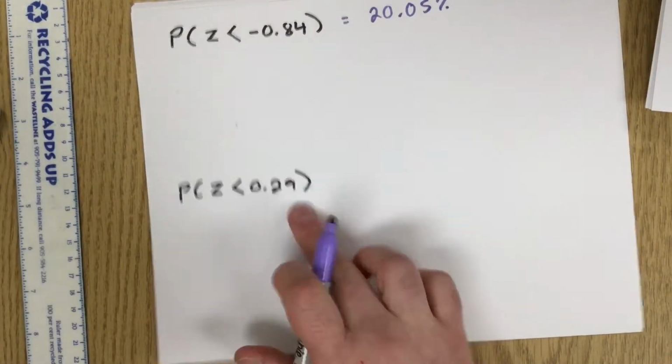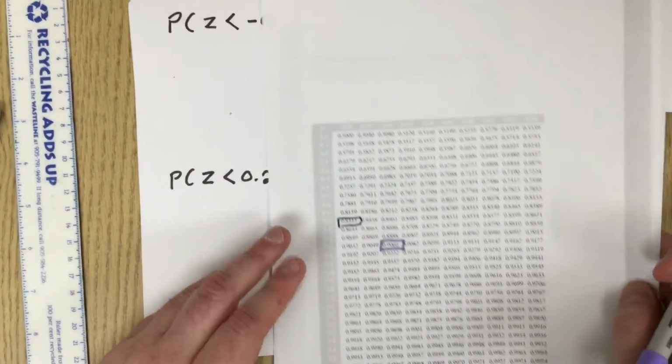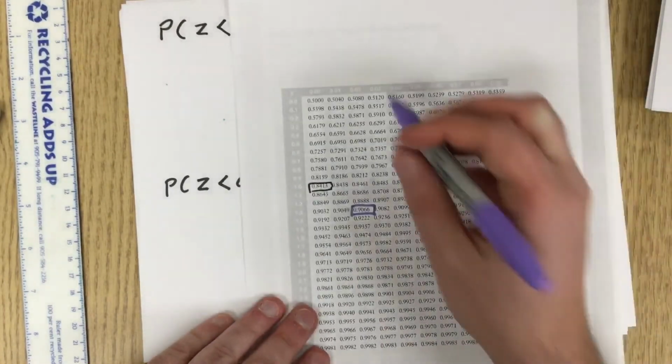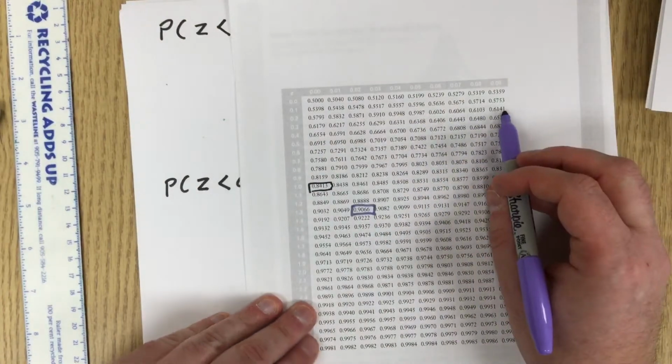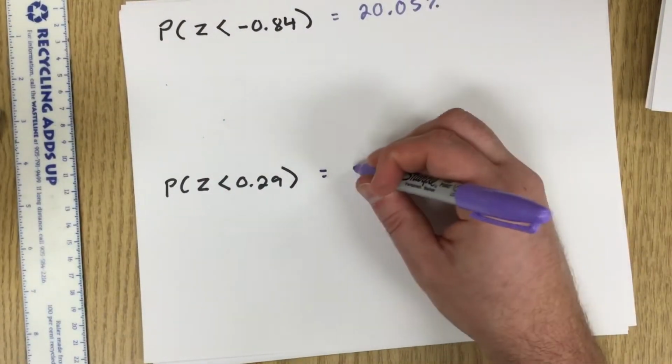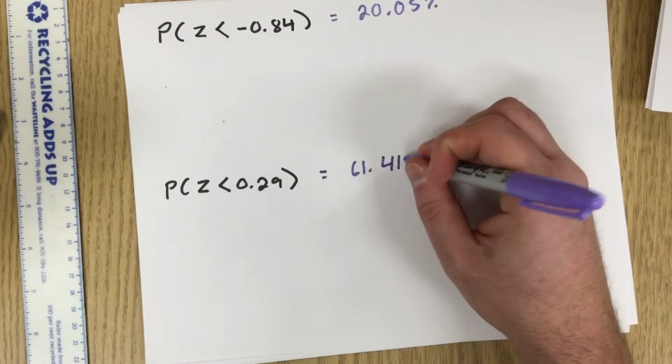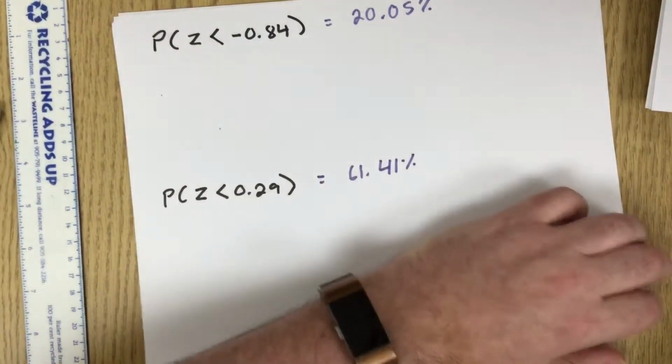20.05%. The probability that z is less than 0.29, we're in the positive. 0.2 all the way to the 9 is going to be 61.41%.